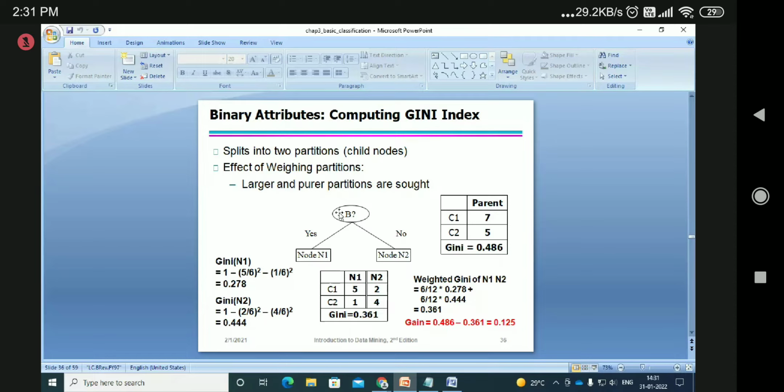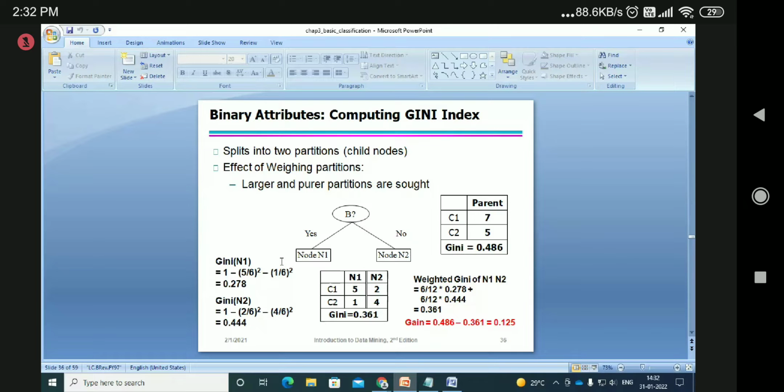And if some attribute B is used for splitting this parent node, this is the table that you get after splitting. Again, the classes remain the same. Whatever classes are there at the parent node, the same classes will be there, but the number of instances will get distributed. So at node N1, you have 5 instances belonging to class 1 and 1 instance belonging to class 2. And at N2, you have 2 instances belonging to class 1 and 4 instances belonging to class 2. You can see at the parent node, 7 instances belong to class 1. So 5 plus 2. This is how they got distributed between the two child nodes. And this 5 is what? 4 plus 1. This is how they got distributed between the two nodes.